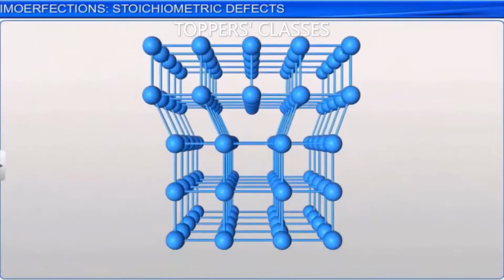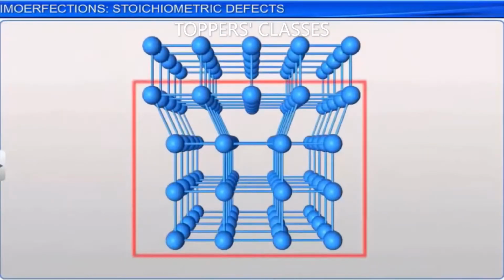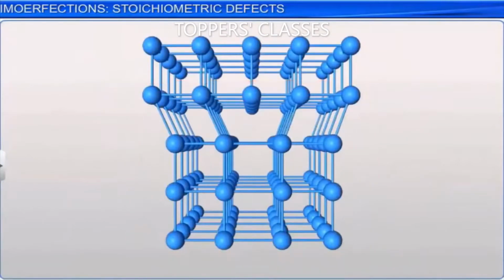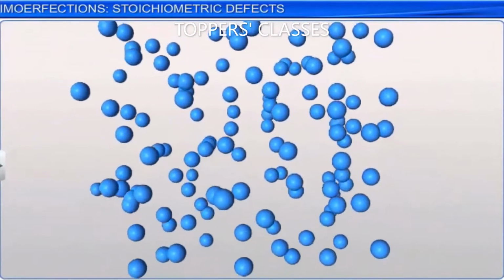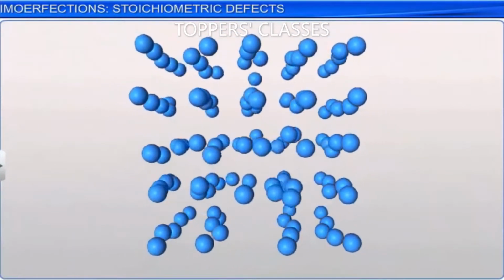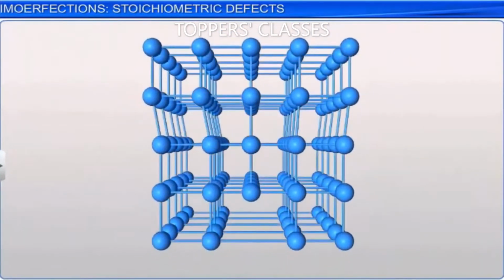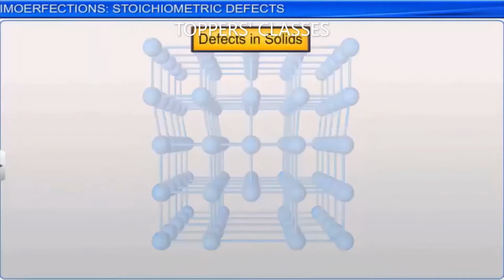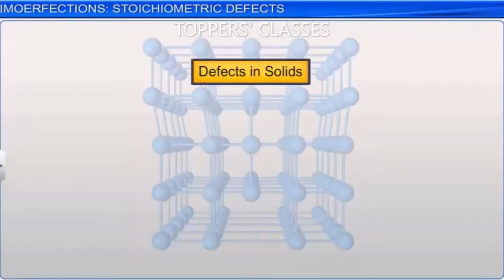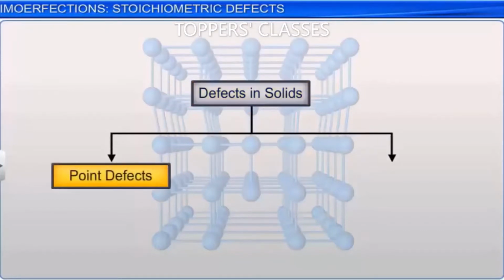In order to avoid these defects, the process of crystallization is conducted at an extremely slow rate. However, even the crystals so obtained are also not free from defects. These defects in solids are broadly classified into point defects and line defects.